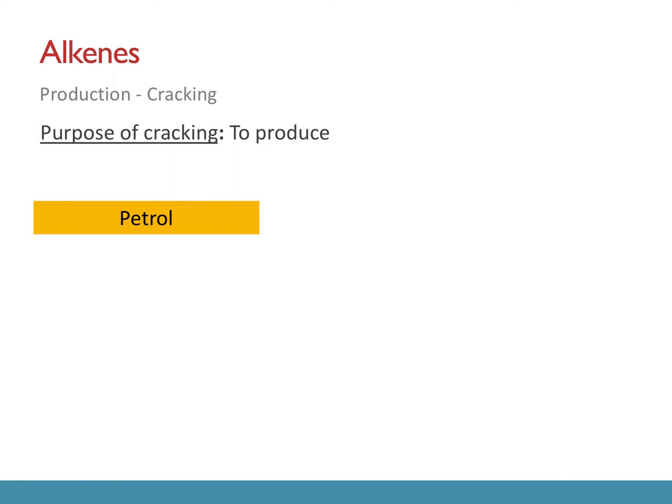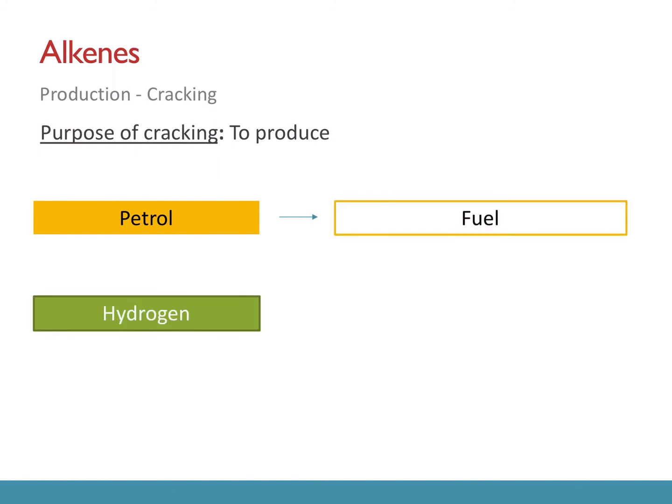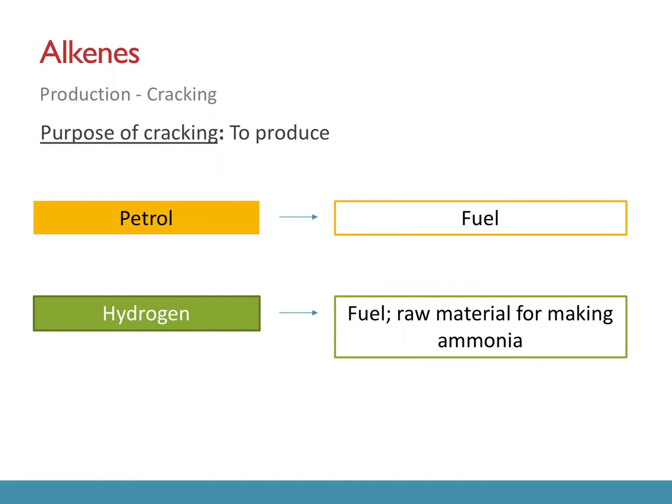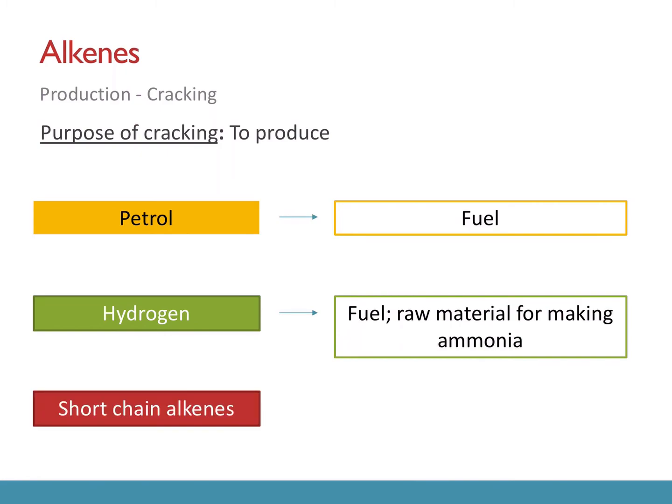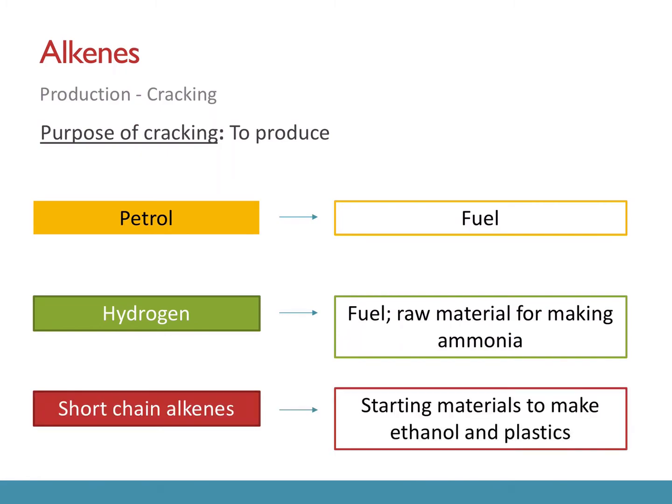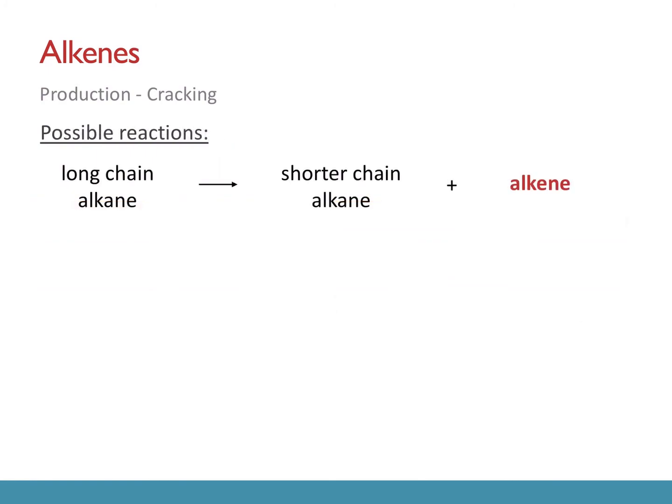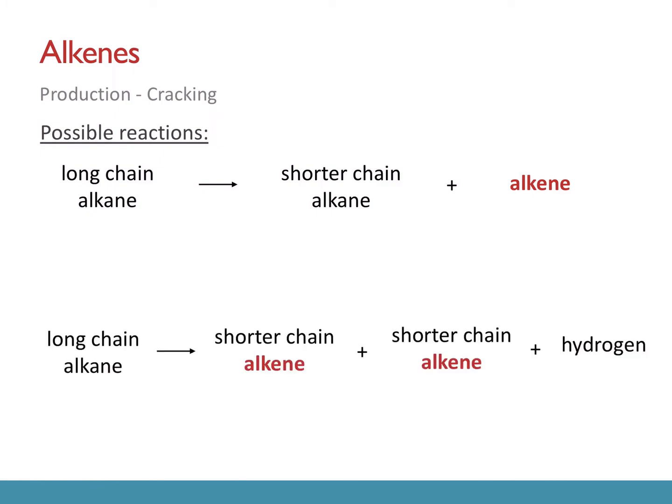It is to make 3 things: petrol, which has the function of being the fuel; hydrogen, which has the function to be a fuel as well as the raw material for making ammonia. Lastly, we want to get short chain alkenes as starting materials for us to make ethanol as well as plastics. So there are a few possible reactions. For instance, I can have a long chain alkane becoming a short chain alkane and an alkene.